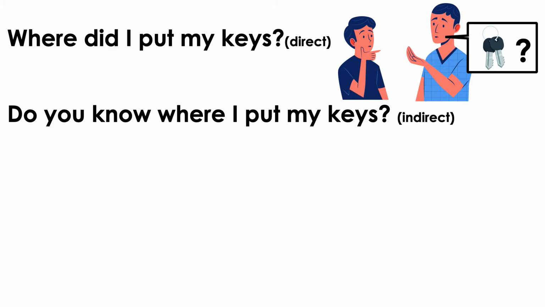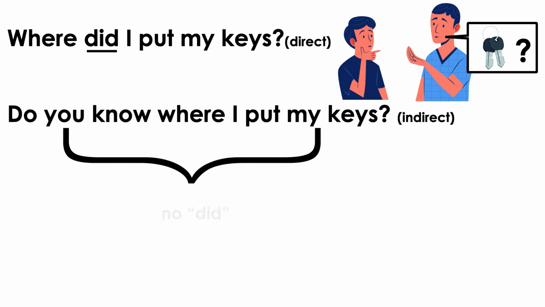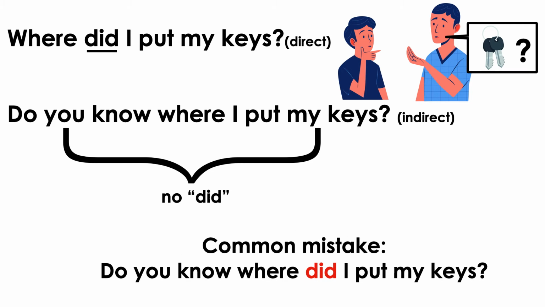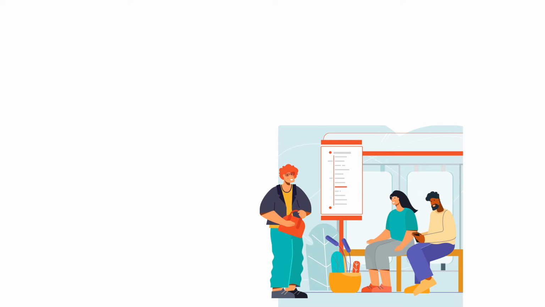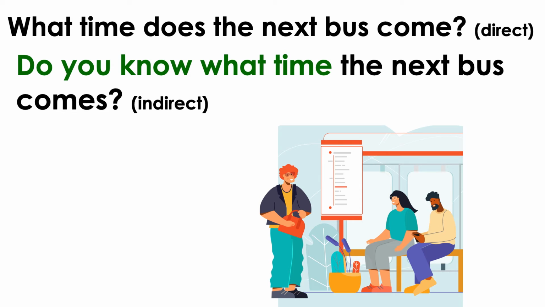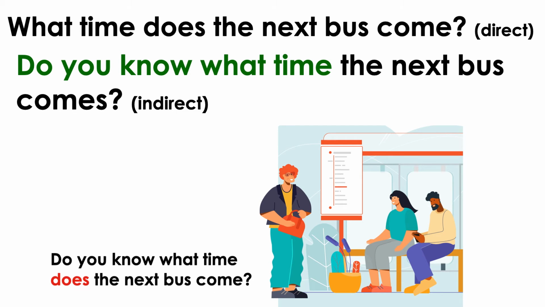Notice in this example, the direct question has "did." But when we make an indirect question, we leave out the "did." A common mistake would be, "Do you know where did I put my keys?" Again, this is incorrect, so be careful. "Do you know what time the next bus comes?"